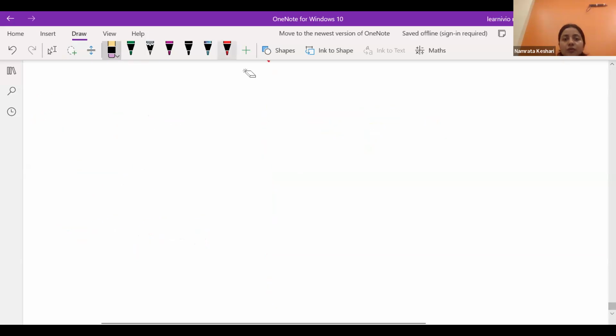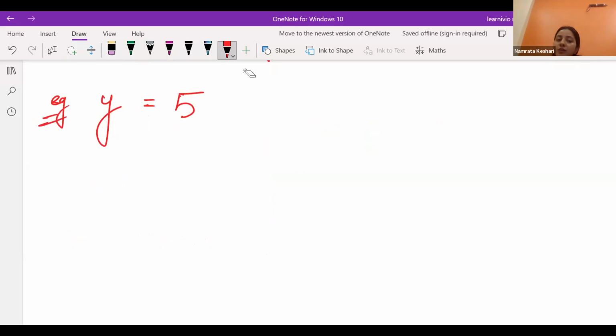You will also encounter examples where just y will be there and then just 5 will be there. This type of example you will also encounter. Here, first make one side 0. You will have y minus 5, and then you will realize that the x term is not present. Y is there, constant is there.